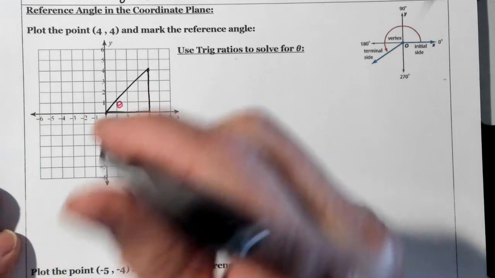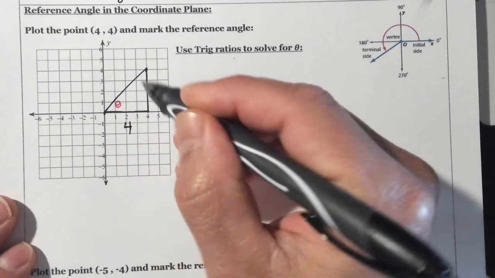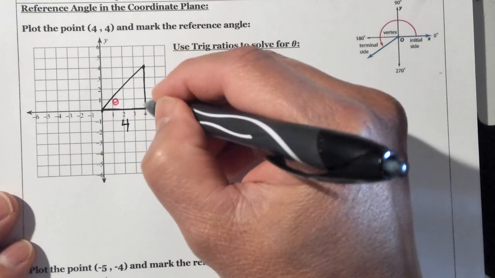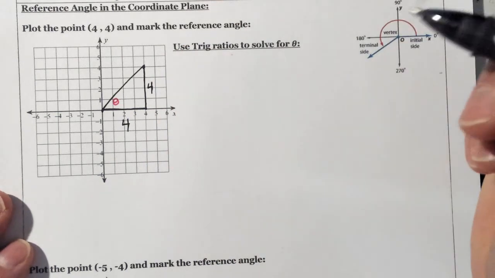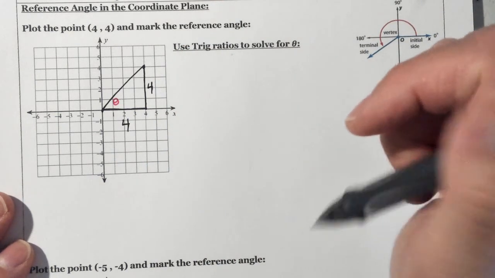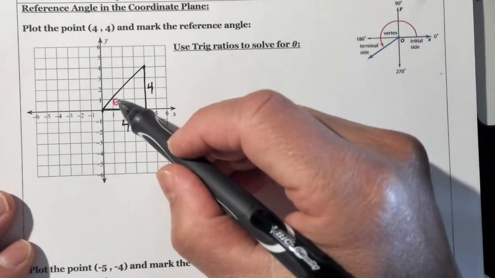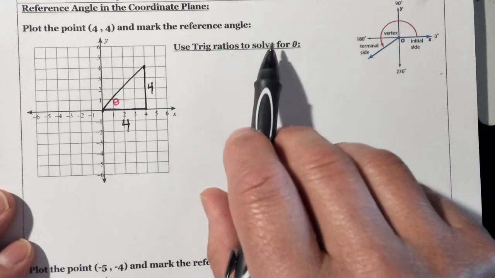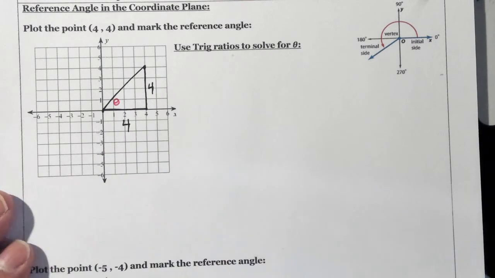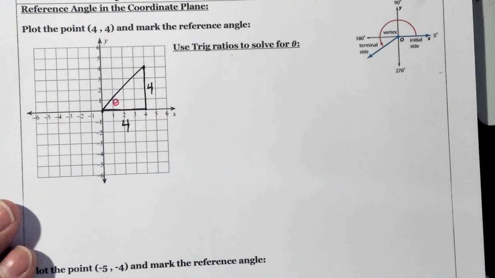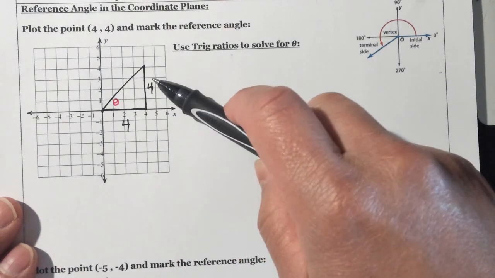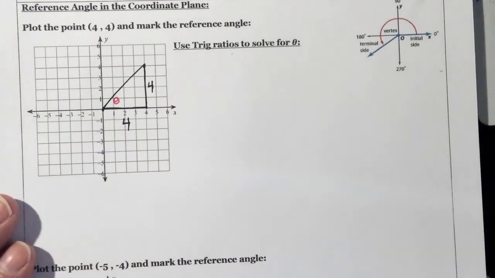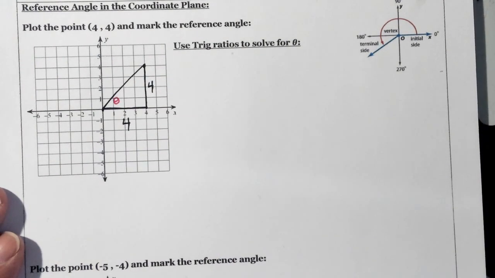We know that this is 4 inches or 4 whatever. This is also 4 inches. The reason I saved this one for last is because it should be obvious. We don't need a trig ratio to solve for theta. You should know what that is. I'm going to let you think about it for a second. How big is this angle if you know that these two sides are congruent? It is a very special type of triangle.